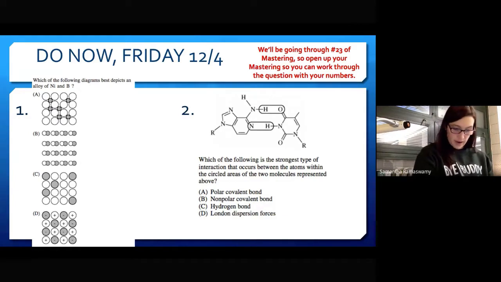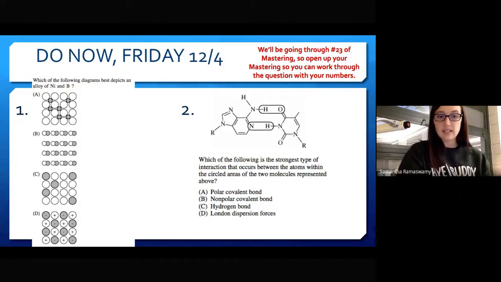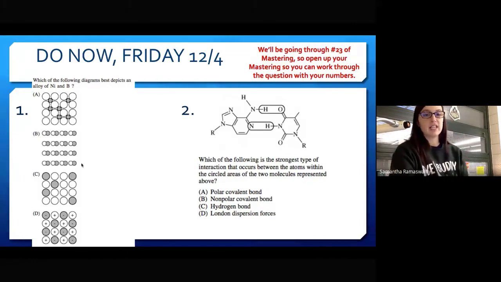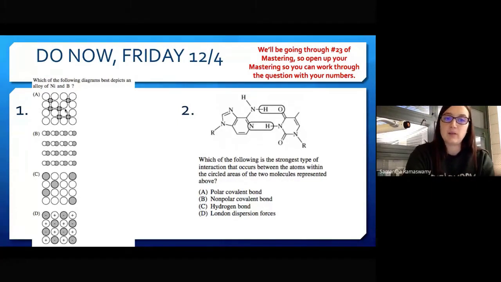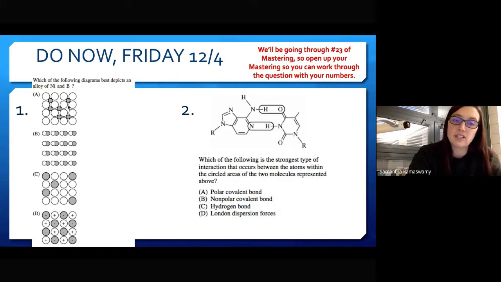So we would expect the nickel atoms to be larger than boron. The only representation that has the nickel atoms larger than boron is A. We'll talk about why the other ones aren't correct. If it's an alloy, more than likely we're going to have some sort of lattice, some sort of crystal structure. And an alloy typically means that one either replaces another or gets filled into the holes.